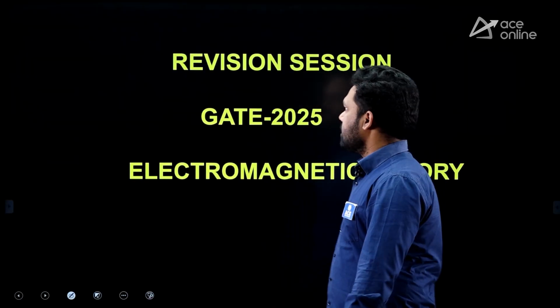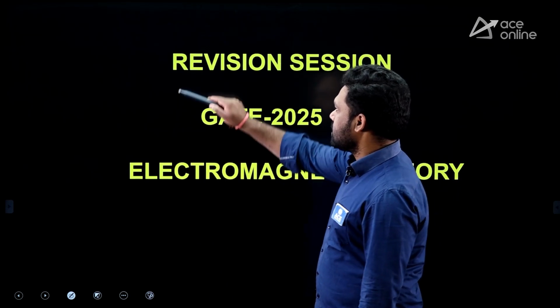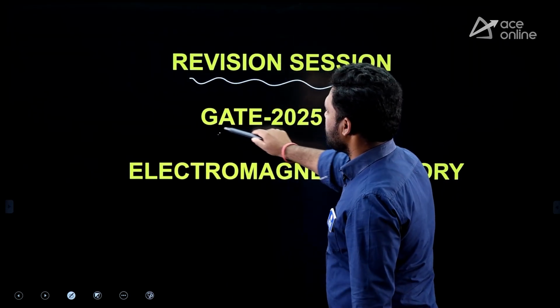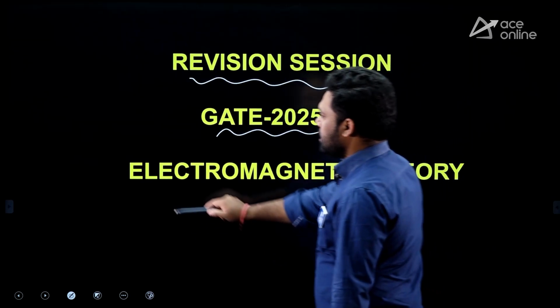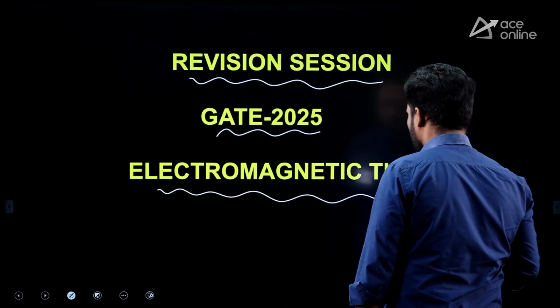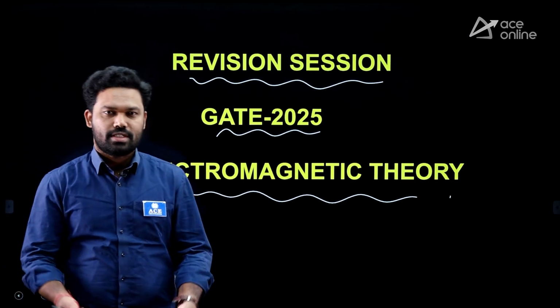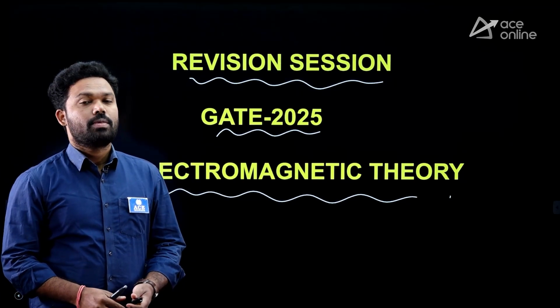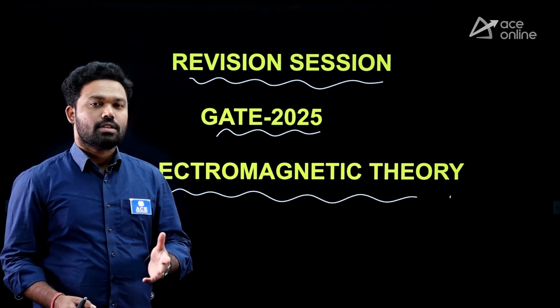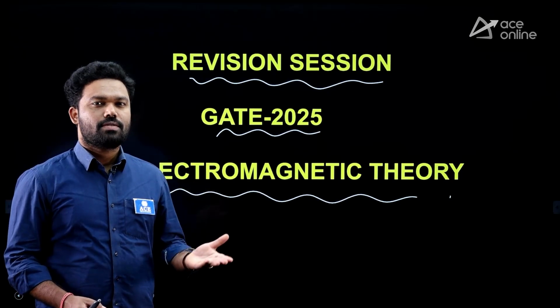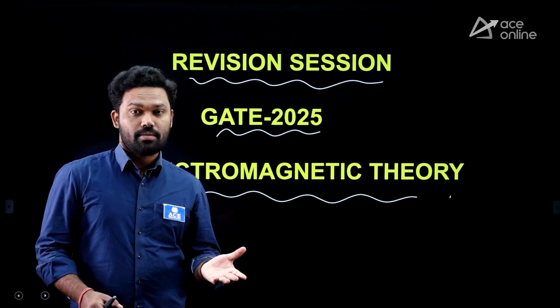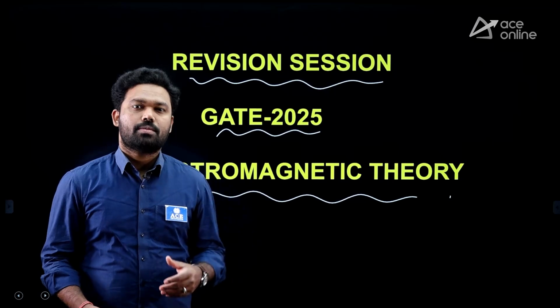Guys, here we are going to have the revision session for GATE 2025 for the subject electromagnetic theory. As you all know, electromagnetic theory is a core subject for the EC students. It is going to play a dominant role in your selection process. The marks will be especially for the GATE exam 8 to 14 marks. This is a variation if you observe the previous papers.